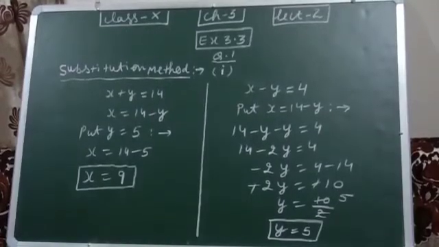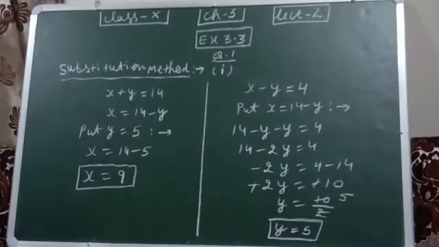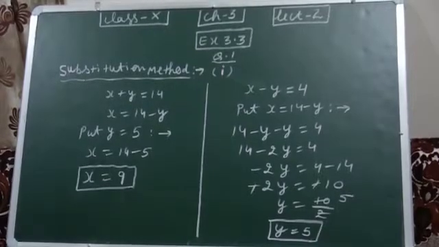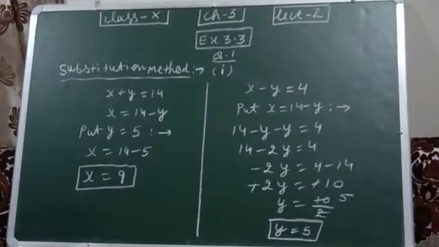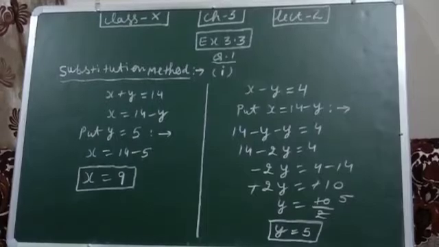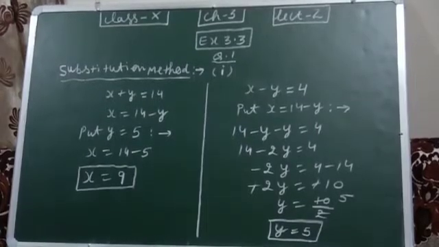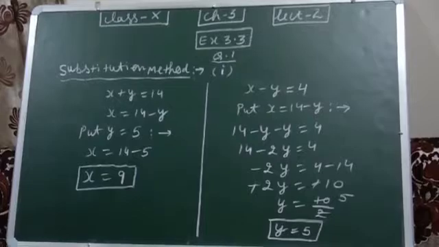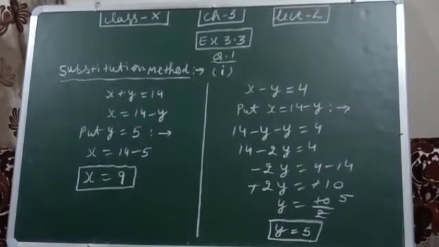Students, welcome all of you to the second lecture of chapter 3, that is, pair of linear equations in two variables. In the first lecture we studied the meaning of a linear equation in two variables, and by how many methods we can solve questions related to a linear pair of two equations. We also studied that we can have a unique solution, infinite solutions, or no solution.